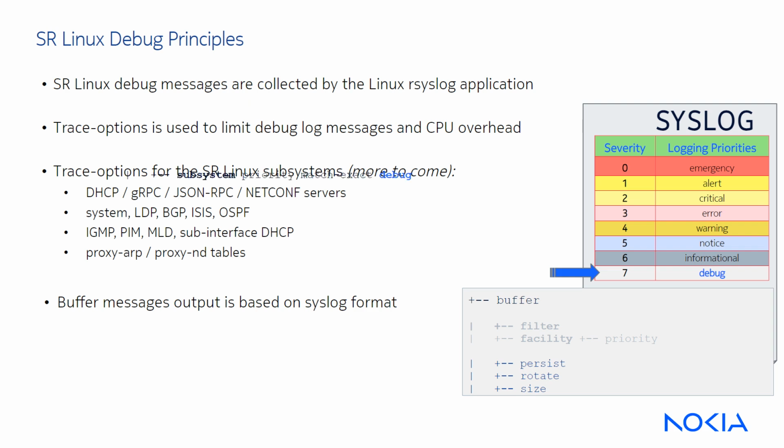SR Linux provides debug message logging based on the syslog output format. The trace options context differs depending on the application. For BGP, it is possible to log all protocol messages or focus on a given BGP group or neighbor.